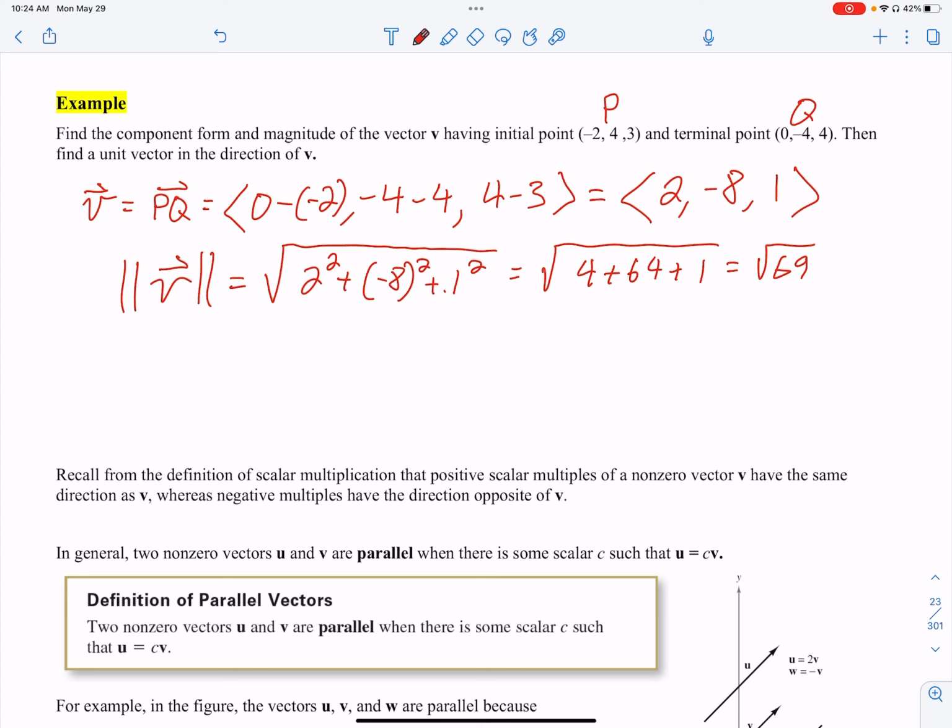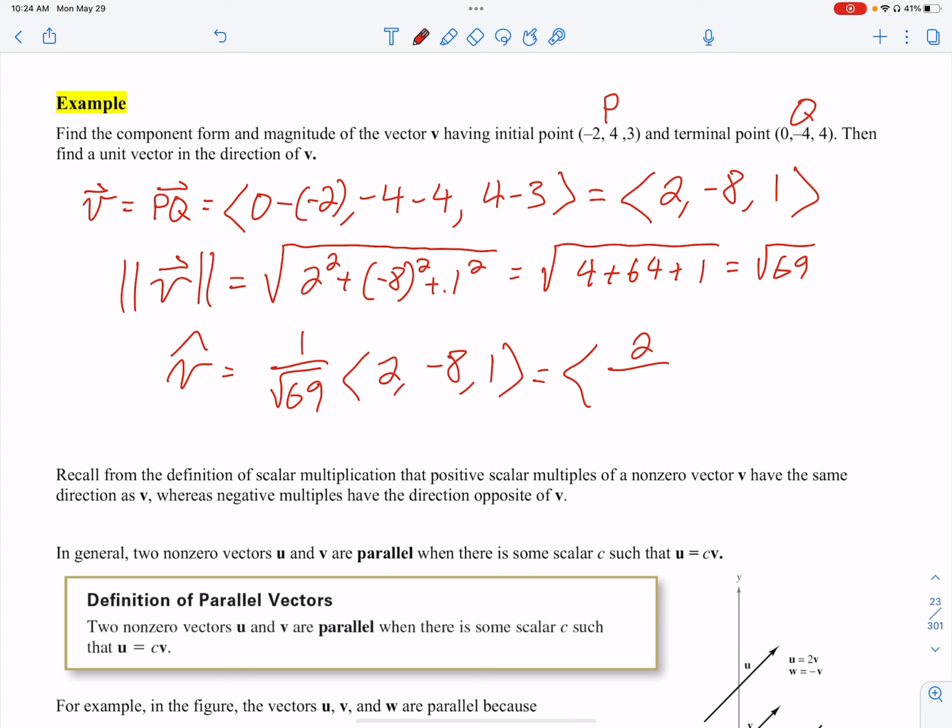All right, to find my unit vector v, put a hat on it now, I do 1 over the square root of 69 times 2, -8, 1, and we just distribute. And you don't have to rationalize. There is my unit vector. So it's the same idea, same process as 2-space, except we add a z. Just add the third component.